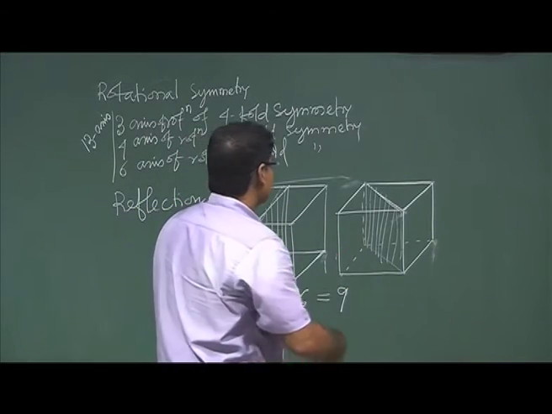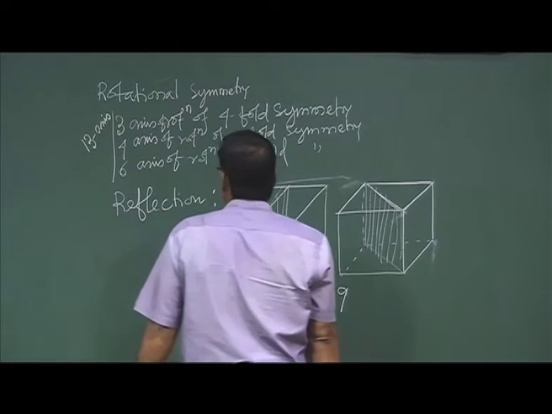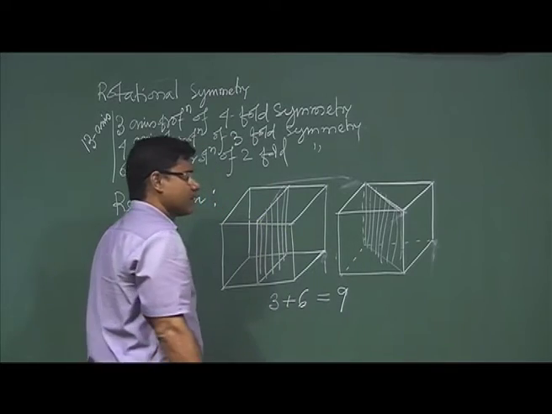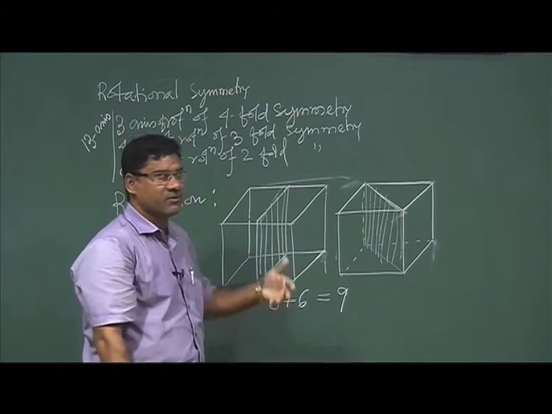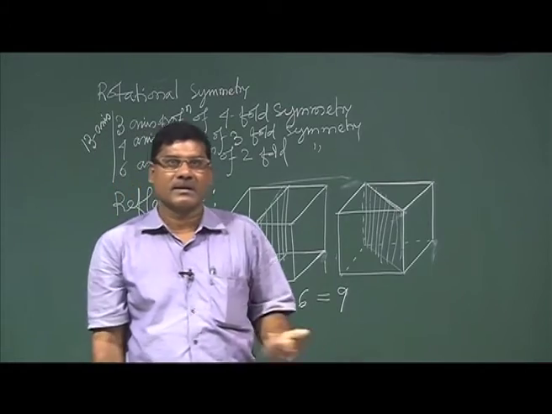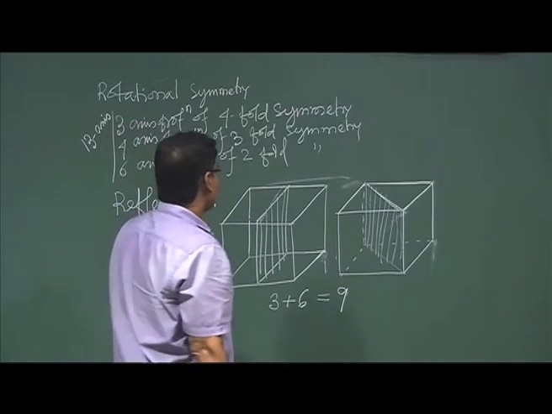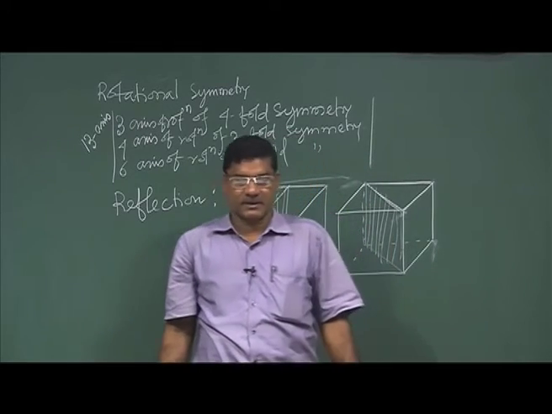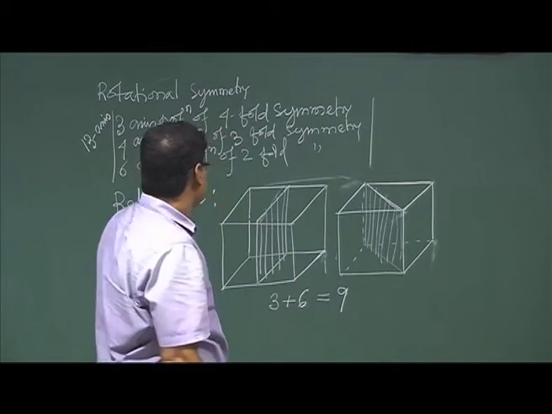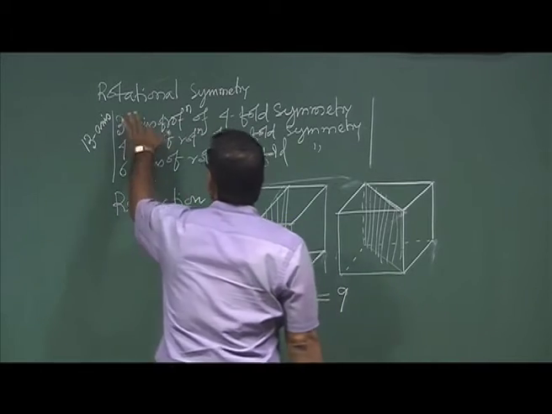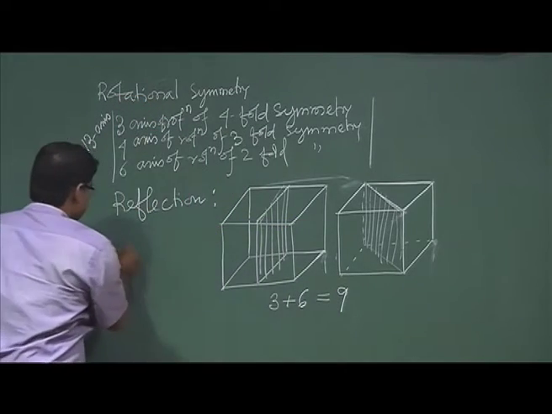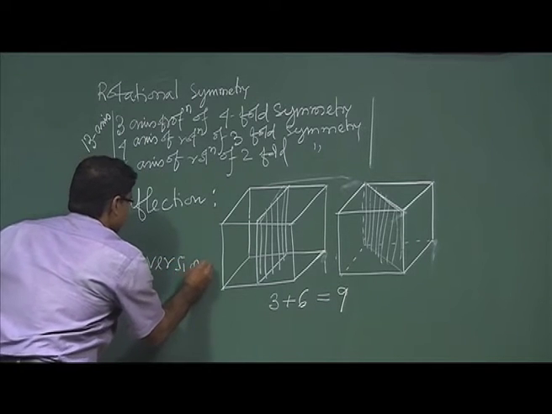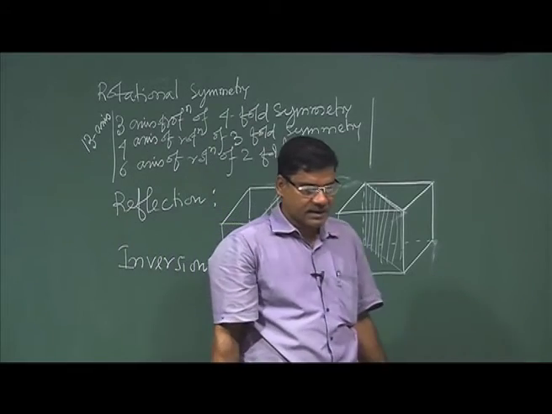For any other crystal one has to find out, and one can show that the number of symmetry elements will be much lower than the cube. Cube has maximum symmetry; hexagonal also has maximum symmetry. Okay. So, then inversion, what is inversion? Inversion symmetry.